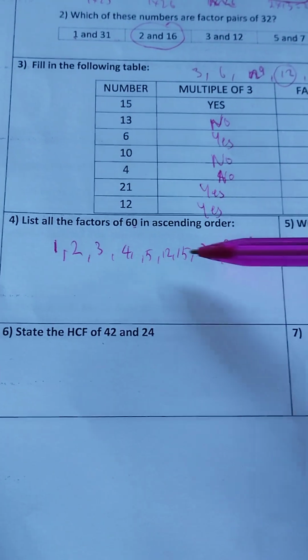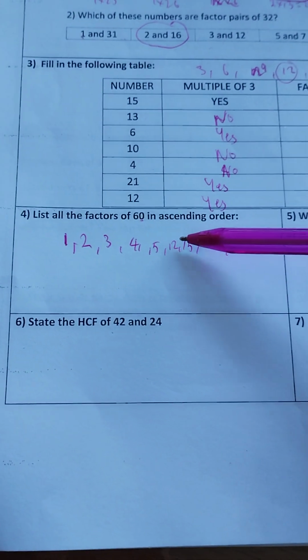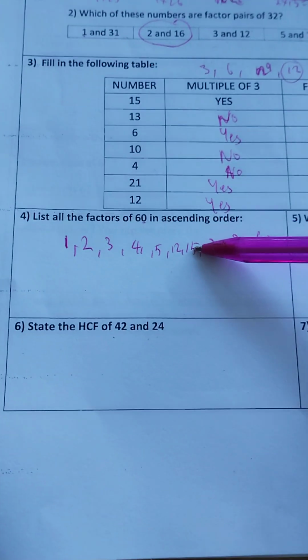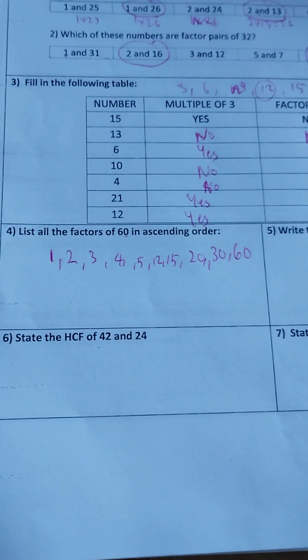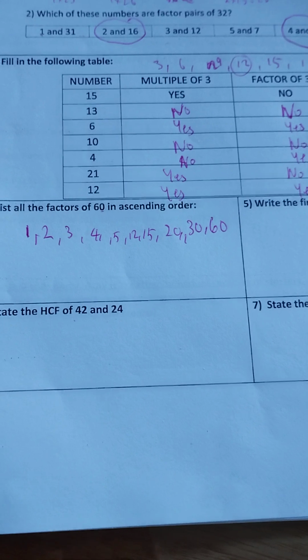And I'm done. I can double check after 12 we've got 13. 13 won't work. 14 won't work. And now once I reach 15, we've checked all our numbers. So doing it that way ensures you won't miss out.